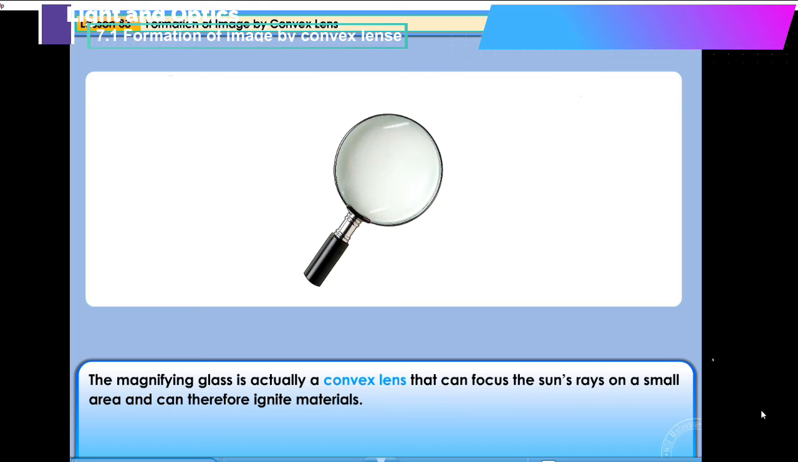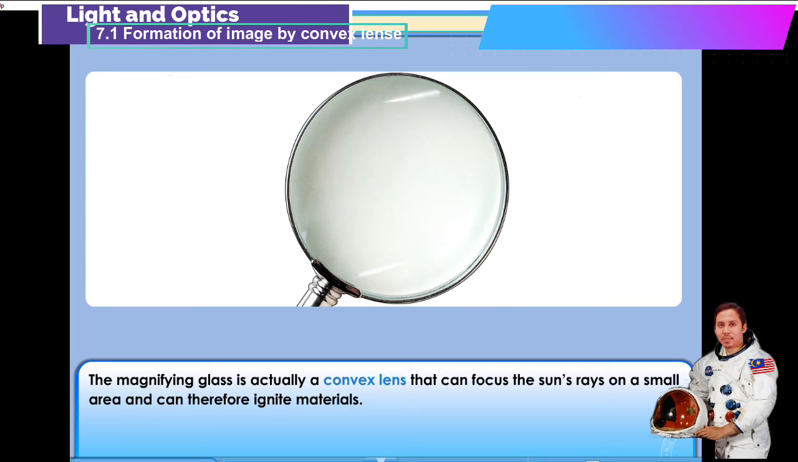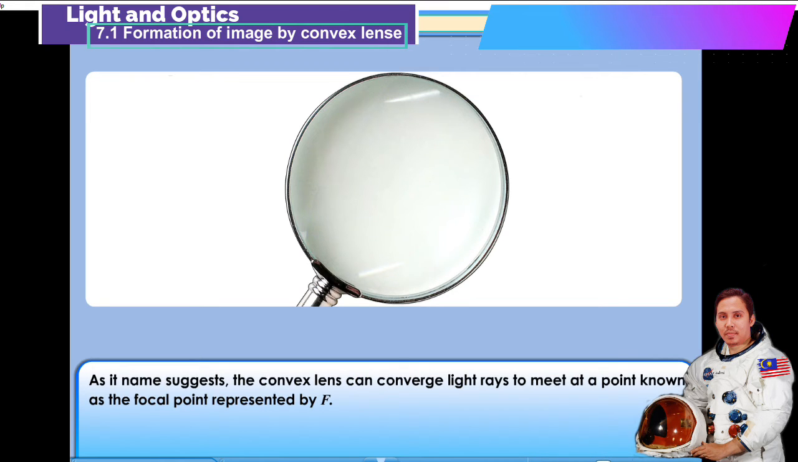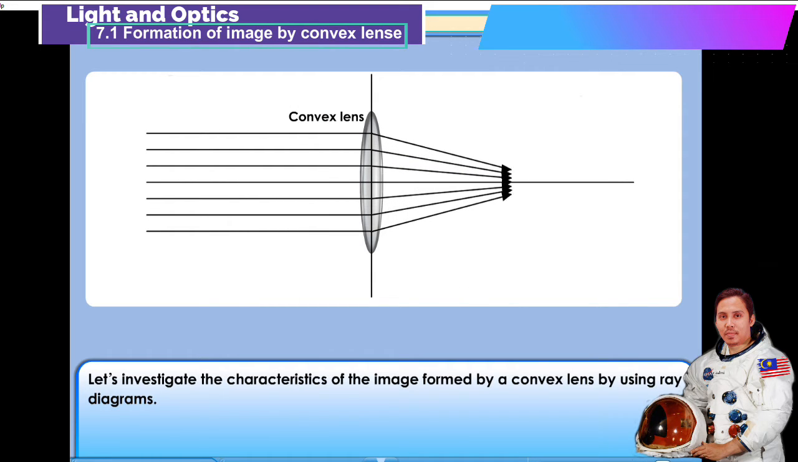The magnifying glass is actually a convex lens that can focus the sun's rays on a small area and can therefore ignite materials. A convex lens is a lens that converges rays of light traveling parallel to its principal axis. As its name suggests, the convex lens can converge light rays to meet at a point known as the focal point, represented by F. Let's investigate the characteristics of the image formed by a convex lens by using ray diagrams.